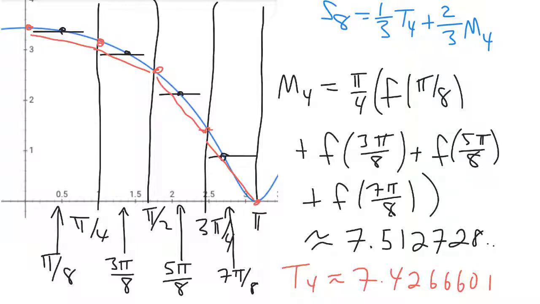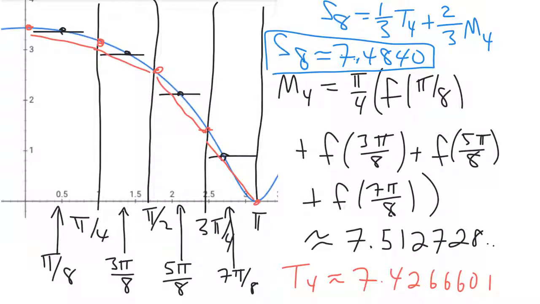So I have T4 and M4. I can put those together to be S8. And so S8 to 4 decimal places will be 7.4840 it looks like. So that'll be my Simpson's rule approximation. Again, that's just doing the weighted average, 2/3 of the midpoint answer and 1/3 of the trapezoid answer.